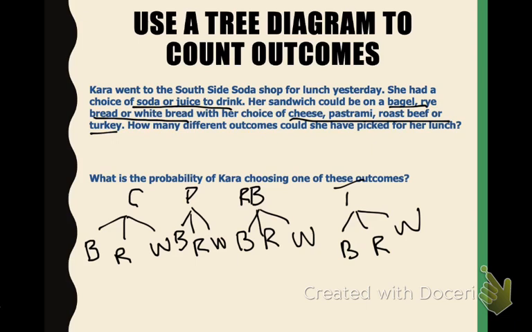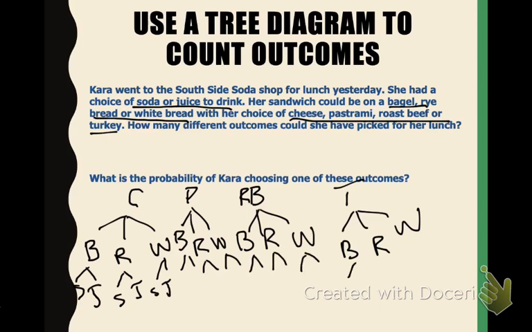Okay, and then from there, she has two choices of something to drink: soda or juice. So if she chooses cheese on a bagel, she can choose soda or juice. So every one of these options is going to have two options off of it saying soda or juice. And this is going to take me a really long time, so I'm not going to write all the things. You should. But all of these options have two options off them: soda or juice.